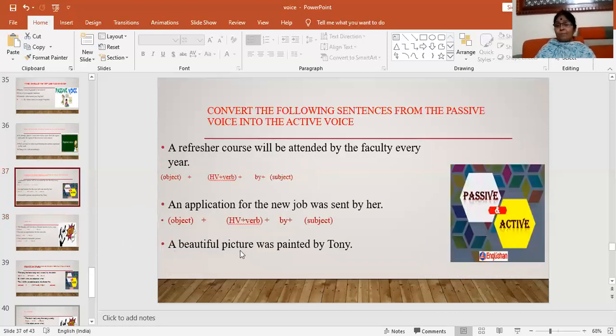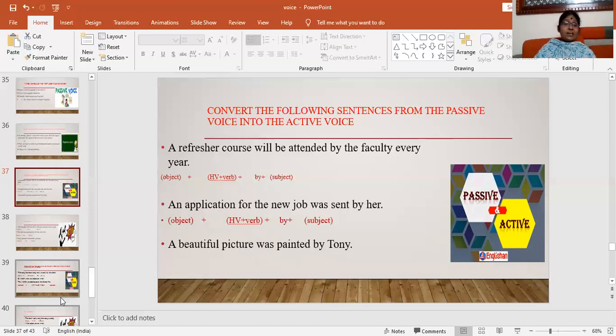A beautiful picture was painted by Tony. Beautiful picture is the object. Was painted is the helping verb and main verb. And Tony is the subject. Now what will we do? We will bring Tony to the first place. We will bring picture to the second place. Make the necessary changes with the verb and remove the by.